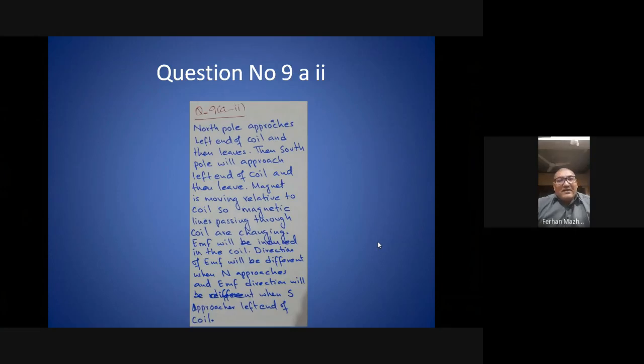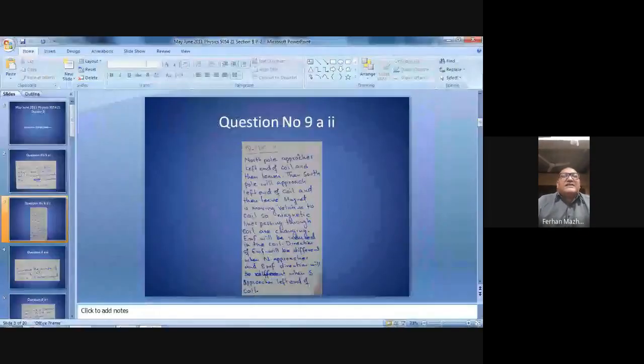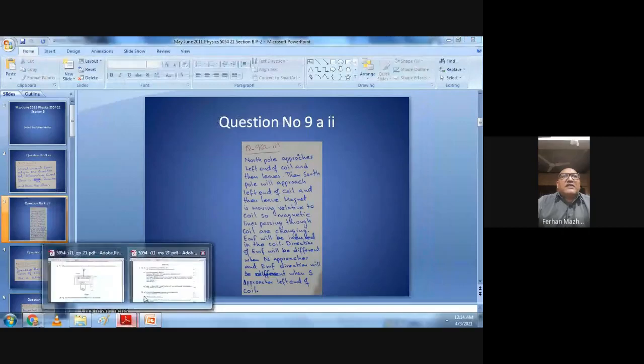Left end of the coil. So I hope that you will be able to write this answer. Let's check the marking scheme. Let's see what the marking scheme says.